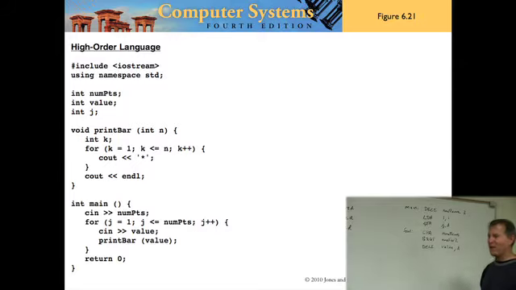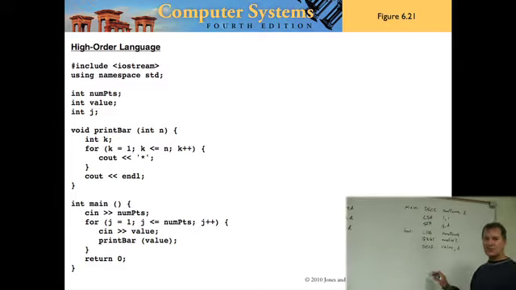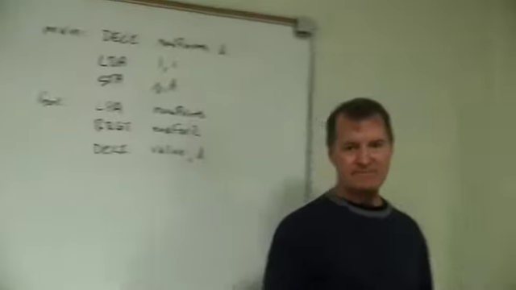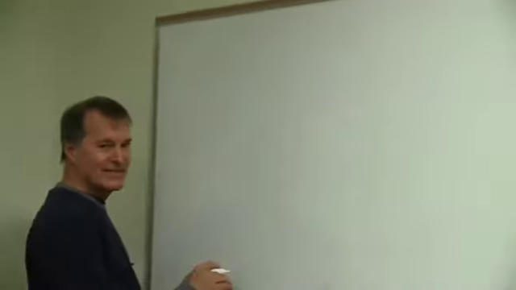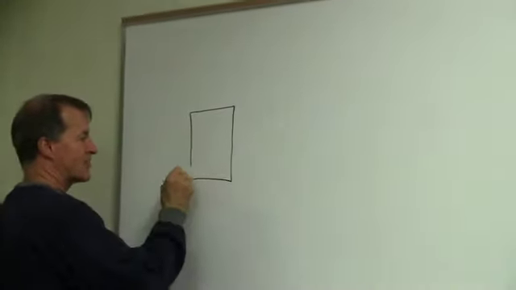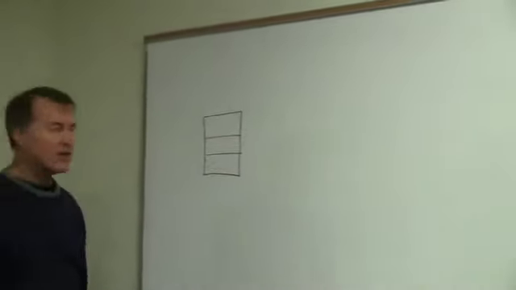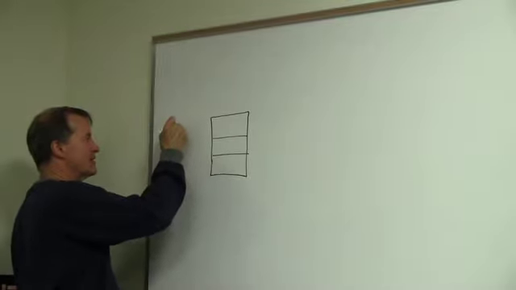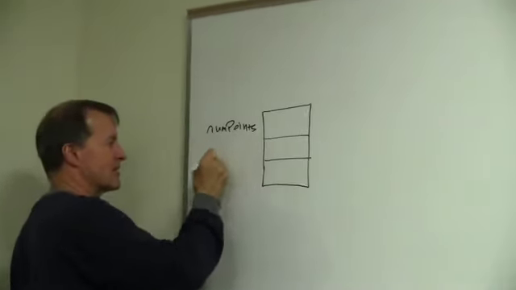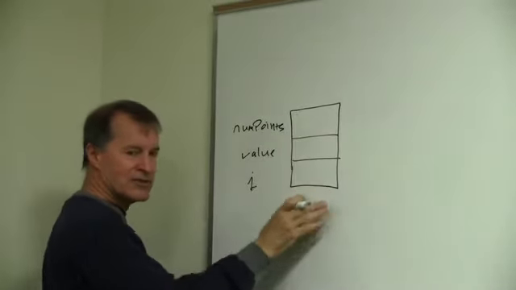Now what's the statement? Call print. Now you have to store the accumulator. Okay, actually, we're going to have to come over here. Now look, you guys, over here at this fixed location in memory, we have num points, value, and j. These are over here in a fixed location in memory.